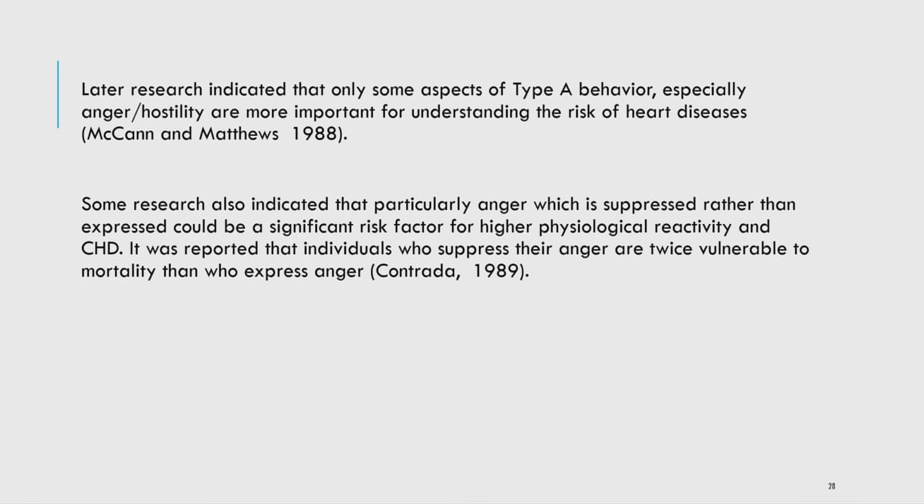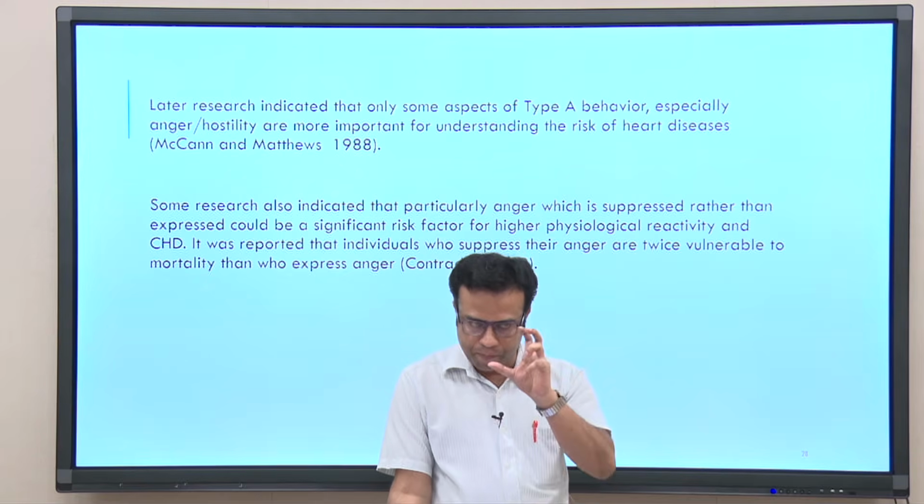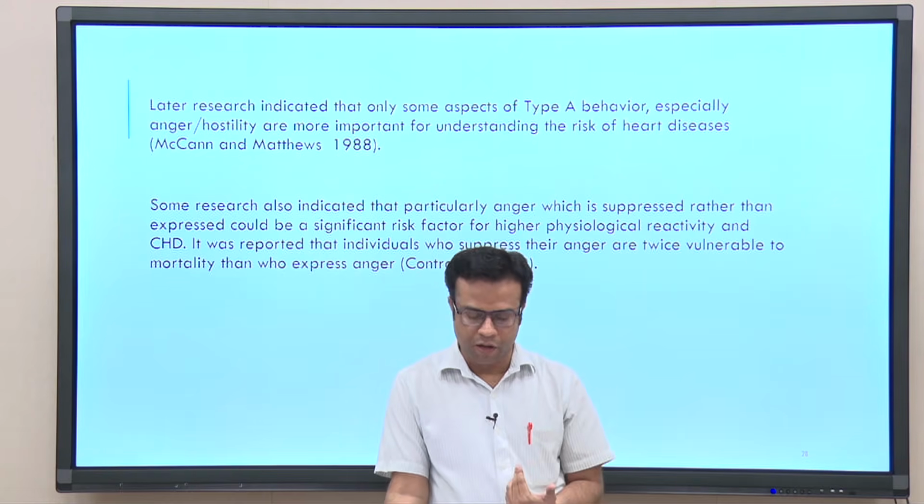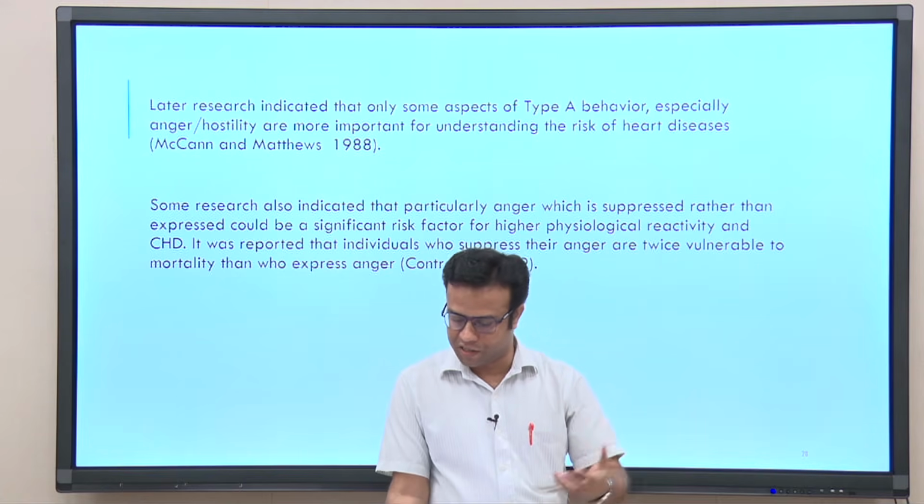Some people, when they are angry, suppress it, and it gets accumulated in the physiology of the system. Such suppressed anger is more significantly a risk factor for higher physiological reactivity and coronary heart disease. It was also reported that individuals who suppress their anger are twice as vulnerable to mortality than those who express anger. So, it may not be all the characteristics of type A people, but some, particularly the anger and the suppressed anger, could be more important in causing heart diseases.